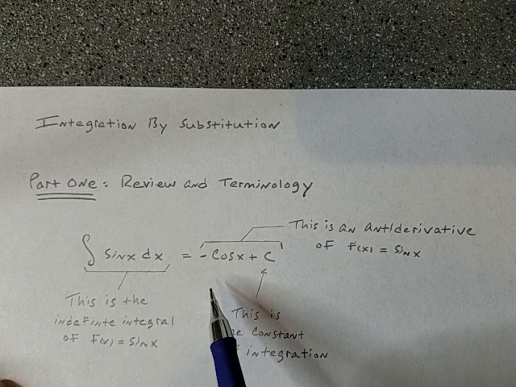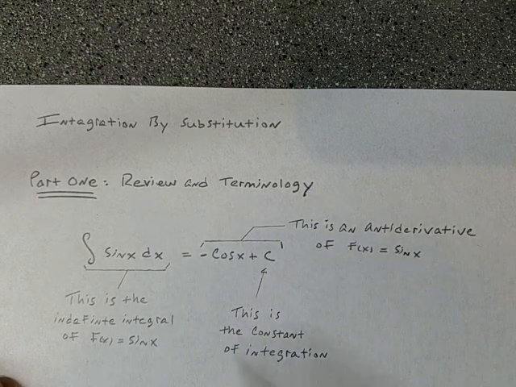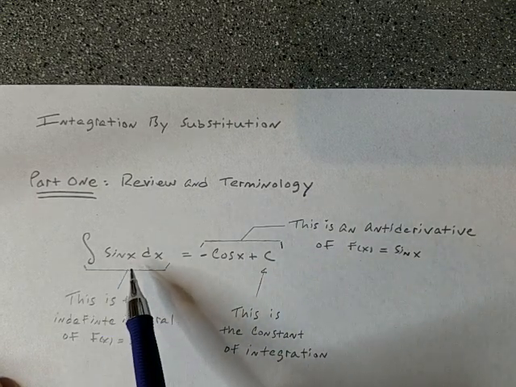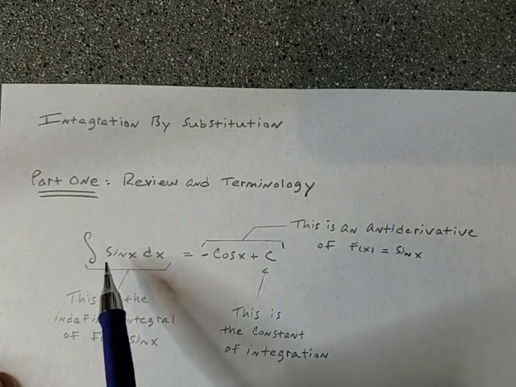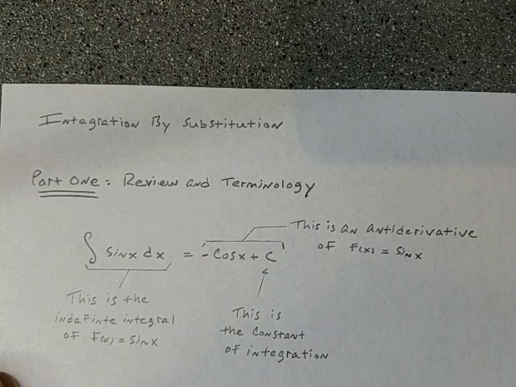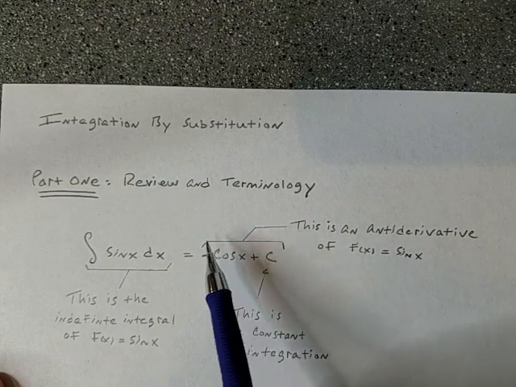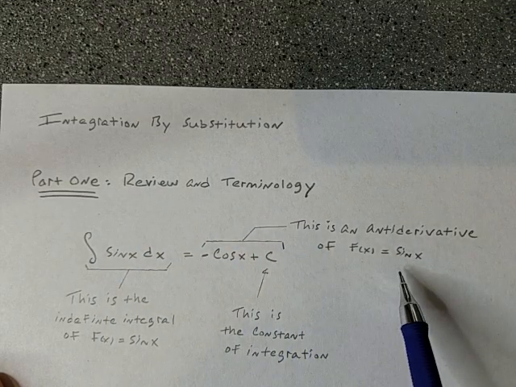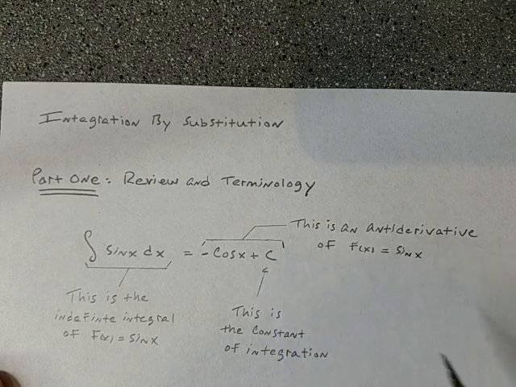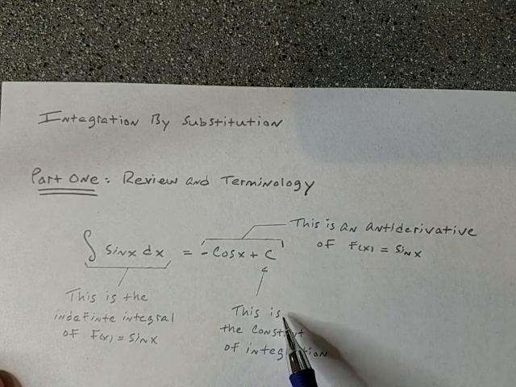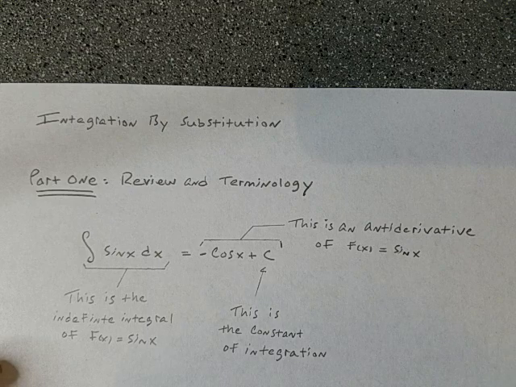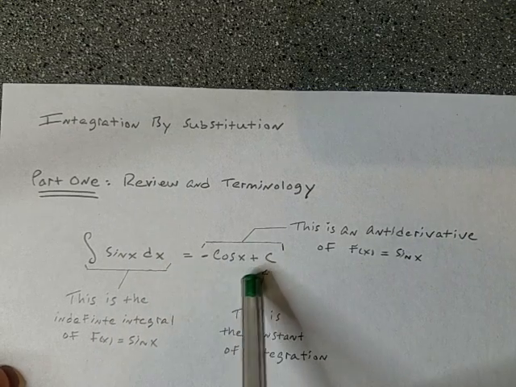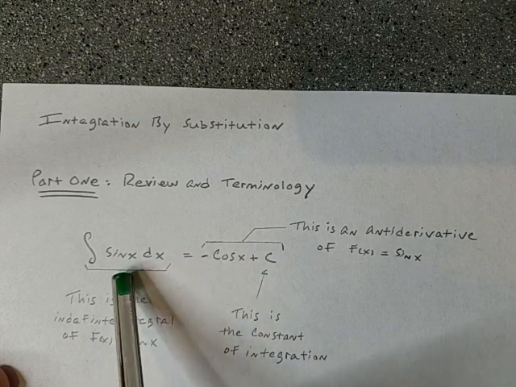So first of all, here's a completed statement. This problem is complete right here. It says the indefinite integral of sine x is negative cosine x plus C. Okay? We call this an indefinite integral, and we call this the antiderivative of sine x. This capital C right here is a constant. It's an arbitrary constant that we call the constant of integration.